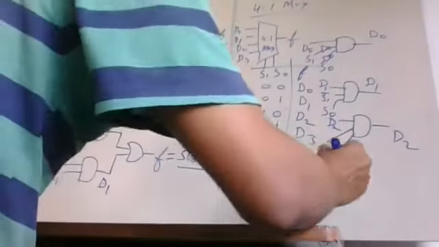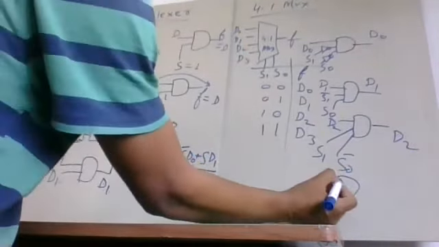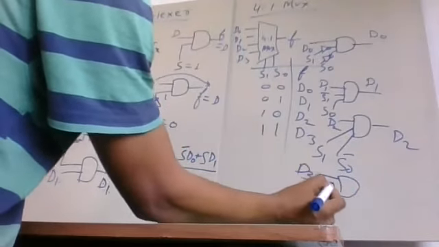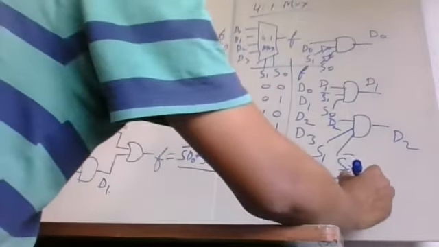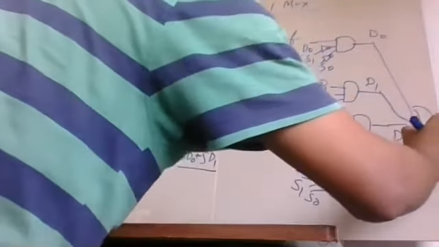And fourth AND gate is visible here, 1 1. So one input should be data D3 and another input must be S1 and S0, so that output will be D3, and all this must be connected to one OR gate, which will give output F. So in this case, output F, you can understand how to write this F.